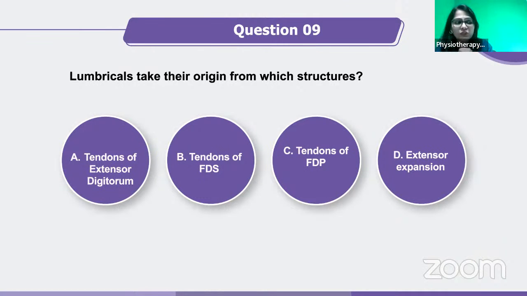Okay, majority of you have typed C, that is tendons of FDP. Correct. It takes the origin from the flexor digitorum profundus. Lumbricals take the origin from the flexor digitorum profundus, and you draw a joint line here. When you draw the joint line here, the lumbricals are present anterior to the metacarpophalangeal joint. And as it goes up, it will cross this like this, and it will go and attach to the extensor expansion.